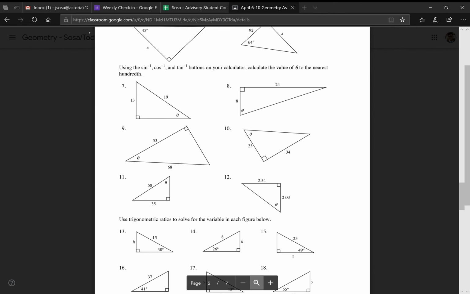I don't know what happened there. My apologies. Let's try again. That is approximately 37.117. And that is my solution.